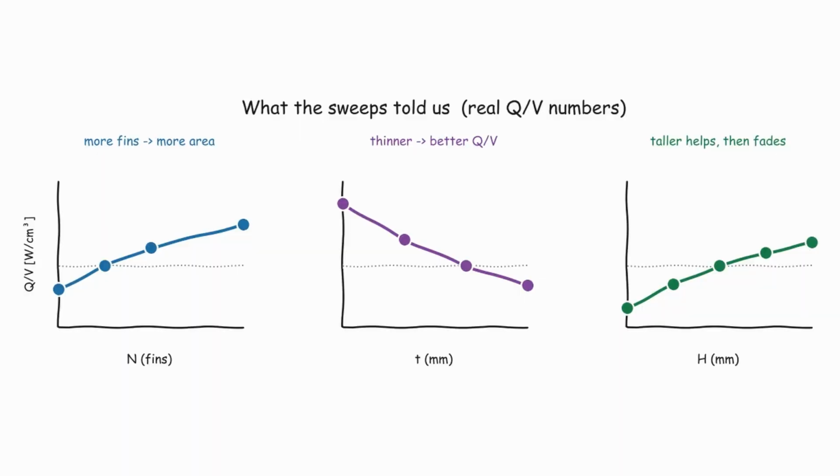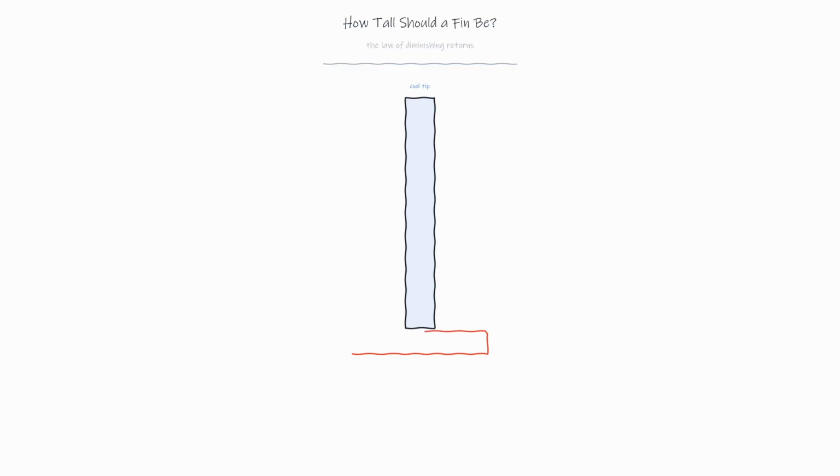And height, taller helps, but with diminishing returns. It keeps climbing, but each extra millimeter buys less because the top of a tall fin is sitting in air that's already been warmed by the fin below it.